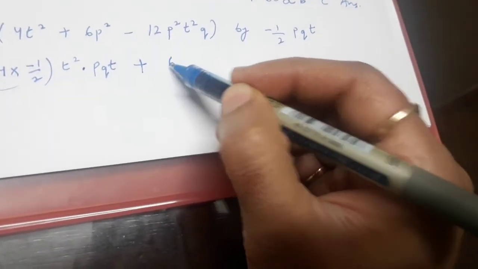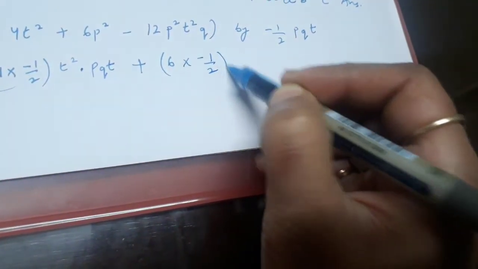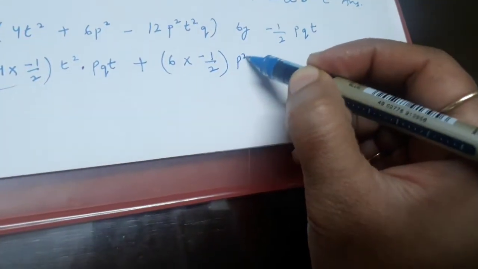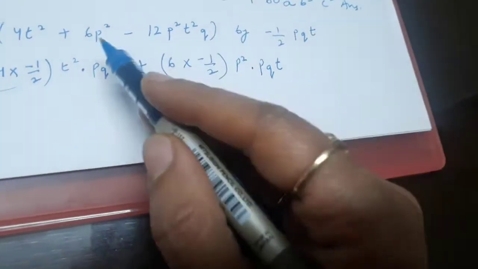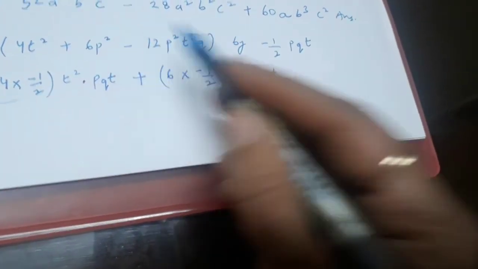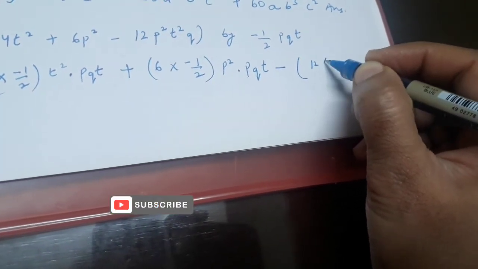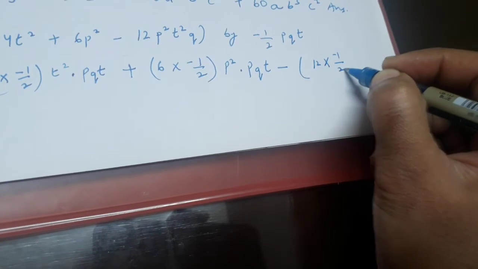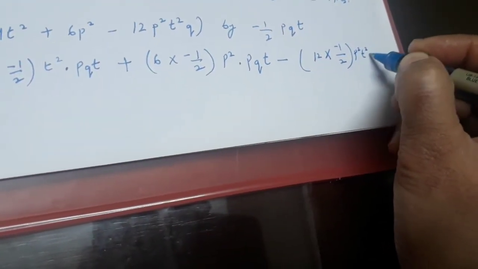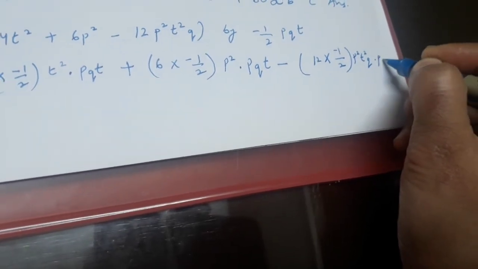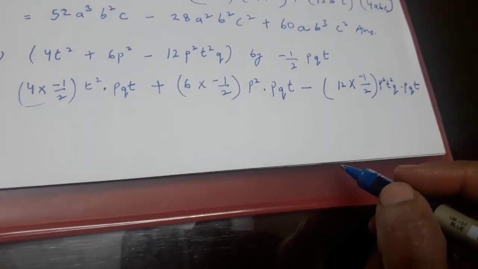Now 6 will be multiplied by minus 1 by 2. Again p square will be multiplied by pqt. This is done with this. Now minus sign. 12 will be multiplied by minus 1 by 2. Now p square, t square, q will be multiplied by p, q, t. Hope this step is clear.